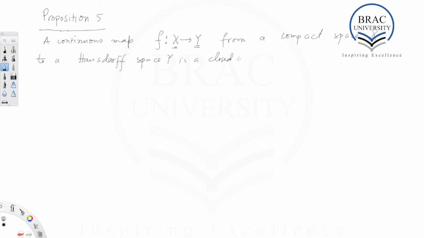For those who are not familiar with the definition of closed map, it's just a map that takes closed sets to closed sets. So all we have to prove is that if we take a closed set from X, then the image of that closed set under f will also be closed in Y. Then we are done proving that f is a closed map. Okay, here is the proof.